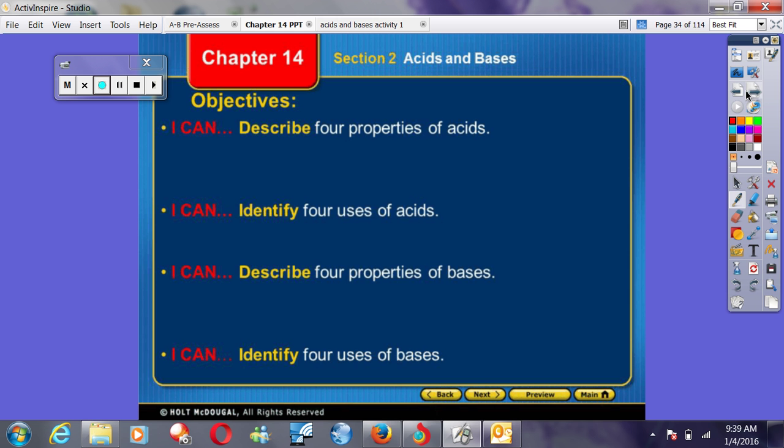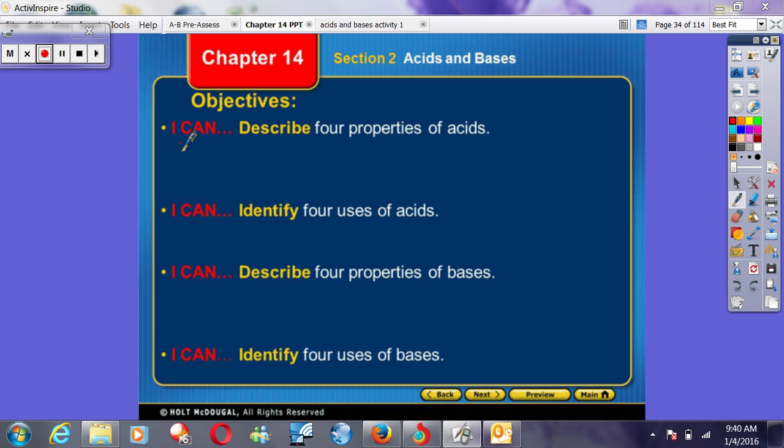Moving forward, we've got some things we want to learn. Hopefully we get these down by the end of this week or early next week. First thing is to describe the 4 properties of acids, so you should have 1, 2, 3, and 4 for your properties of acids. Then we're going to have 4 uses of acids, the same thing: 1, 2, 3, and 4. Then we're going to go opposite that and go to bases: 4 properties of bases, 1, 2, 3, 4, and then 4 uses of bases. So that's what we're going to do over the next little bit. Obviously, you can pause this anytime you need to write something down.